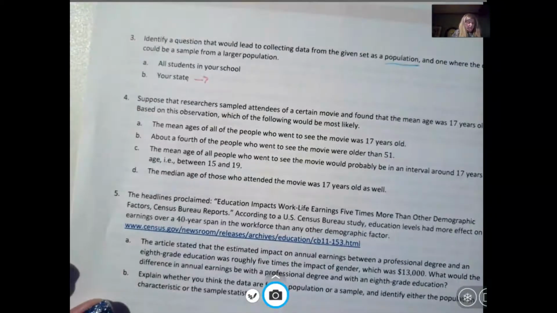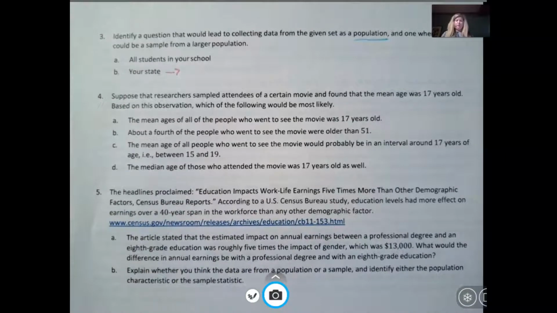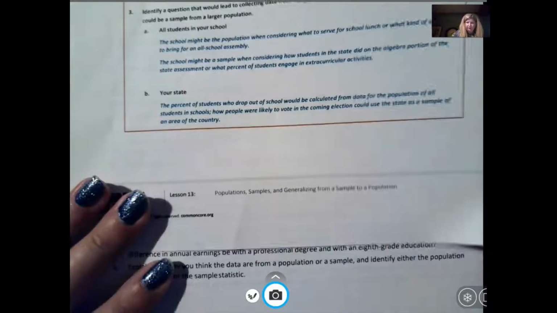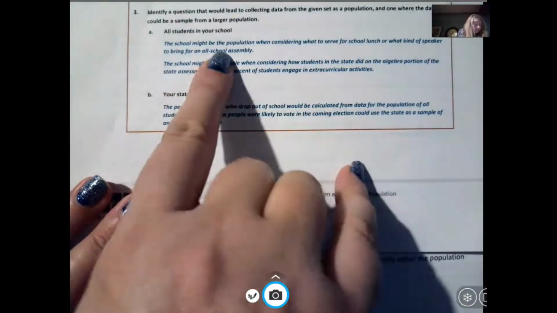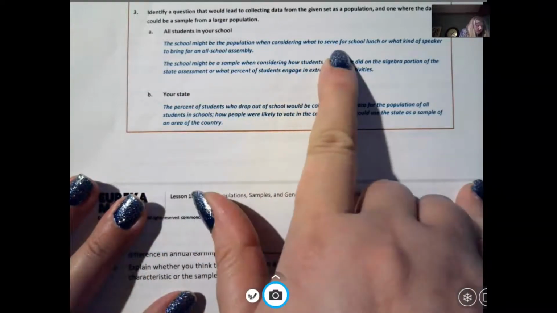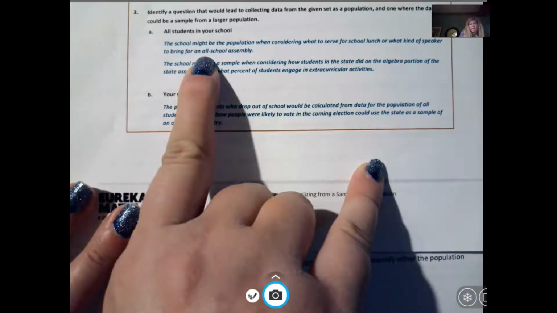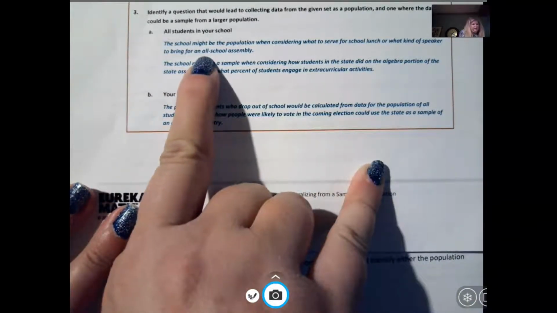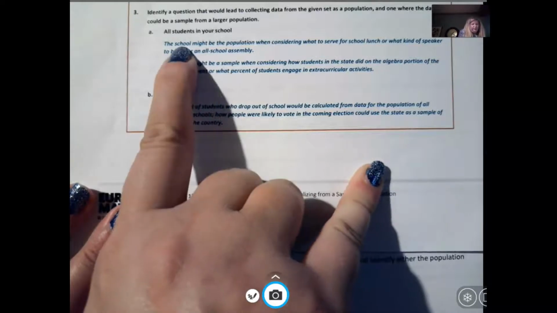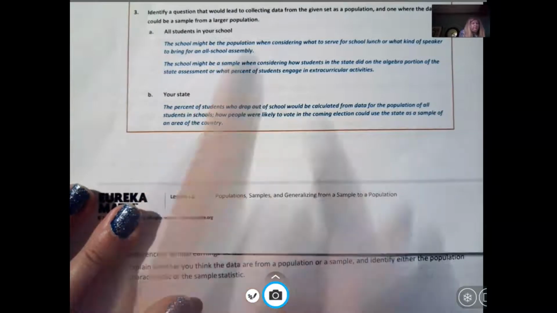Okay, now for number 3, identify a question that would lead to collecting data from the given set as a population, and then a different question where the data could be a sample from a larger population. For that, I thought I would just use the ones that I have here. The school might be the population when considering what to serve for school lunches or what kind of speaker to bring in for an all-school assembly. That means we would ask everybody, and the school is the population.